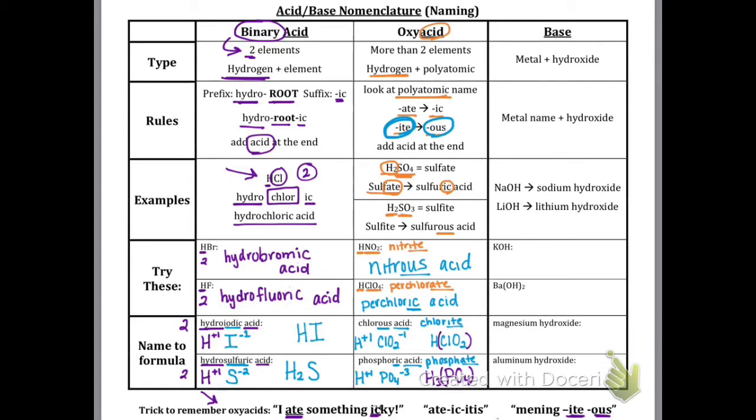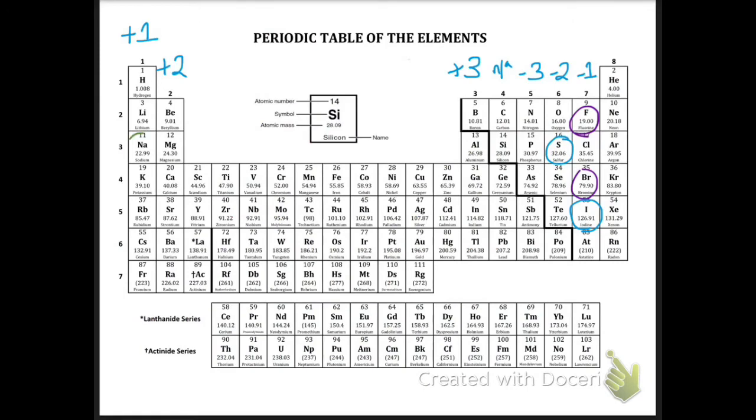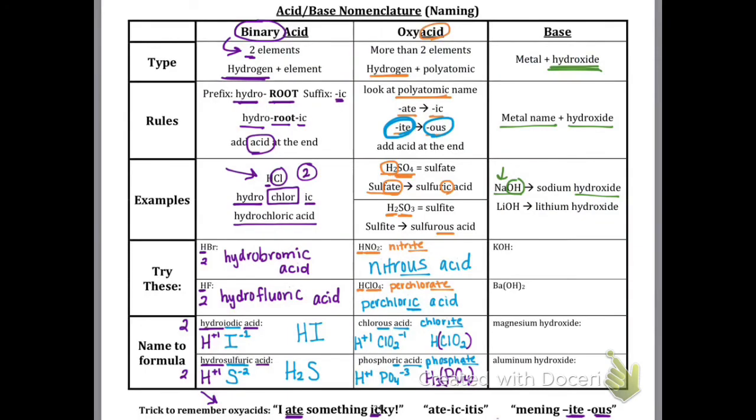Okay, the last section here is naming a base, and bases are super simple. You know you have a base when you have a hydroxide, that is your OH. So how do you name them? You just write the name of the metal and then the word hydroxide after it. So if you see NaOH, you know it's a base because of that OH, so you write hydroxide. Na, if you look on your periodic table, is sodium, so you write sodium hydroxide.